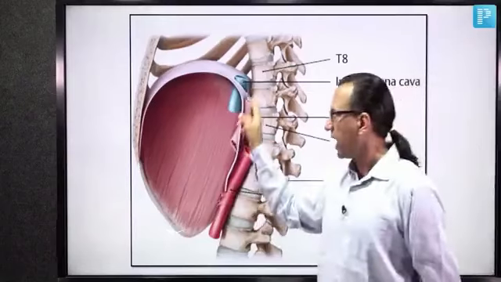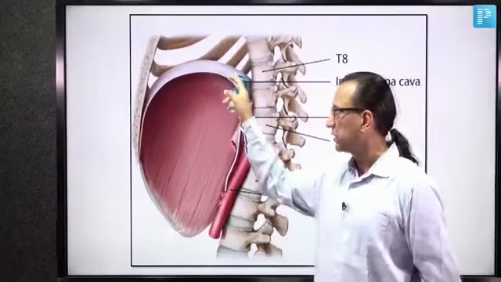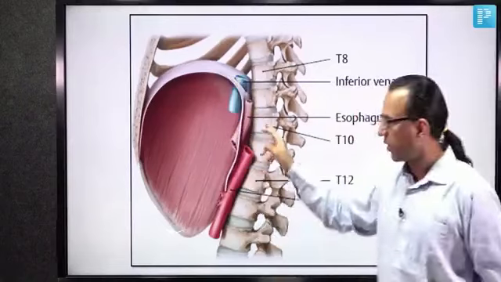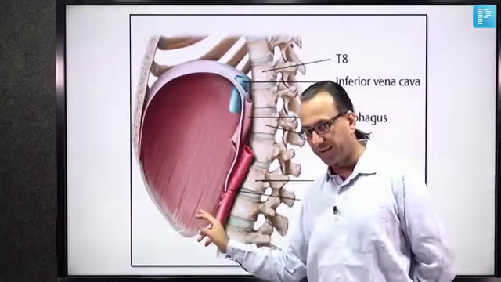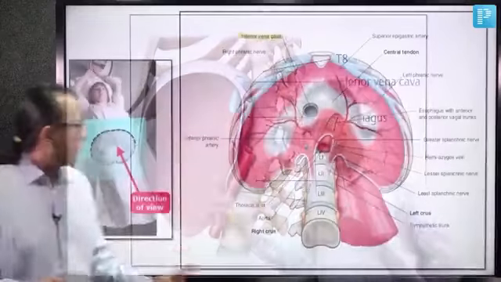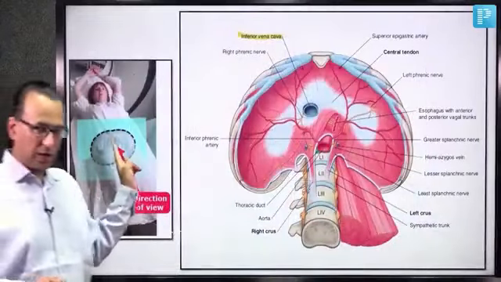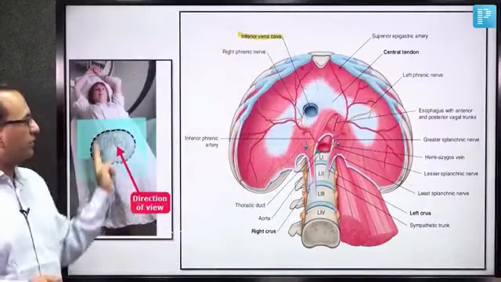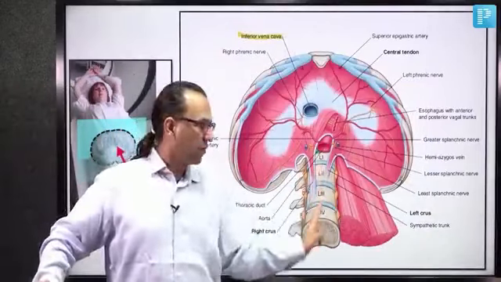Remember, the inferior vena cava and the esophagus are passing through the substance of the diaphragm, whereas the abdominal aorta does not pass through the diaphragm. It is passing posterior to the diaphragm, not within the diaphragm. Now again, we are looking at the inferior view of the diaphragm. You are in the abdomen region, looking towards the thorax region, and you can find lumbar vertebrae 1 to 3.